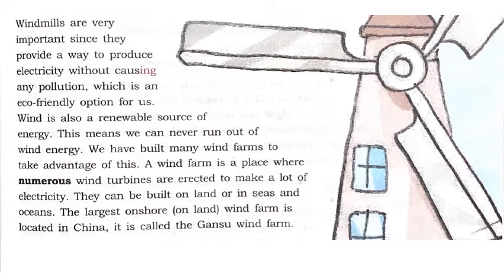A wind farm is a place where numerous wind turbines are erected to make a lot of electricity. They can be built on land or in seas and oceans. The largest onshore, on-land wind farm is located in China. It is called the Gansu Wind Farm.